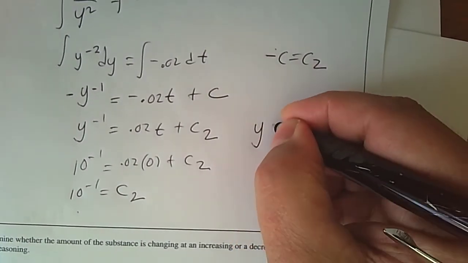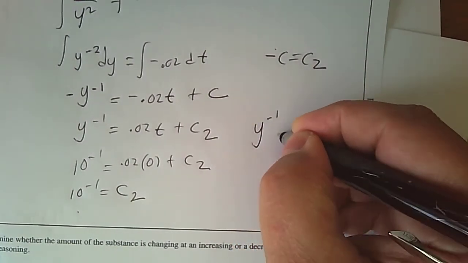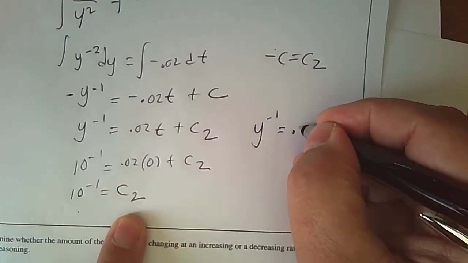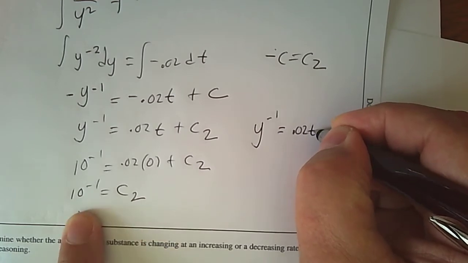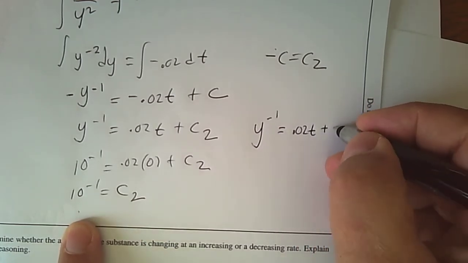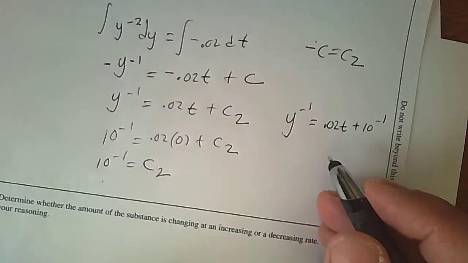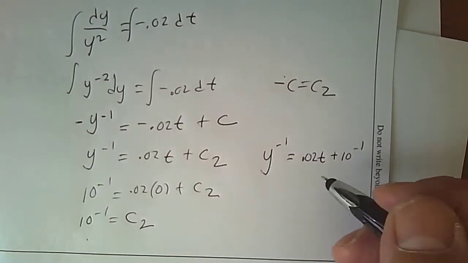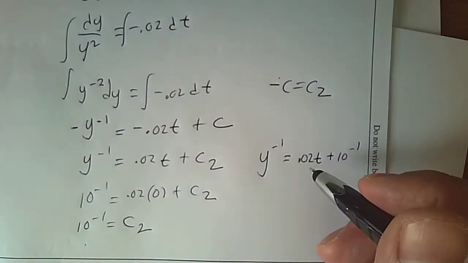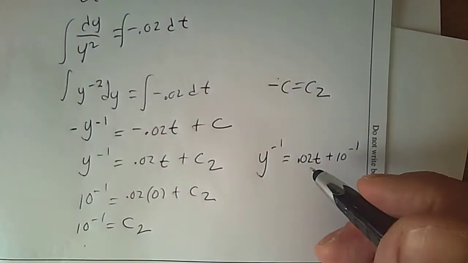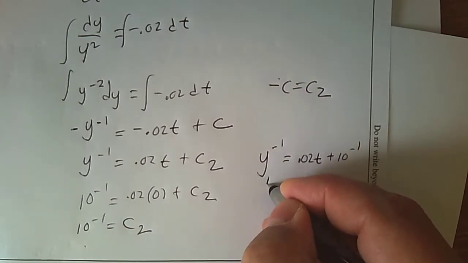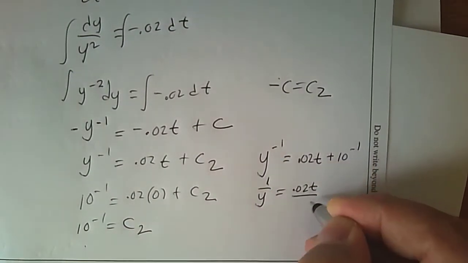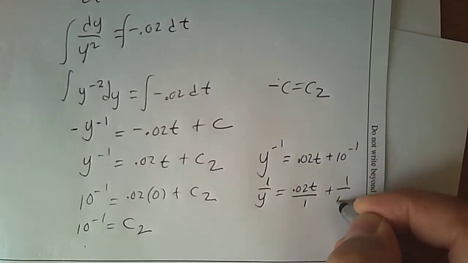We have y to the -1 equals 0.02t plus 10 to the -1. Now, that's still not y by itself. That's y to the -1. So then how would I rewrite this so it doesn't say y to the -1? And you could just simply do the reciprocal. So think of this as 1 over y, 0.02t over 1, and then 1 over 10.